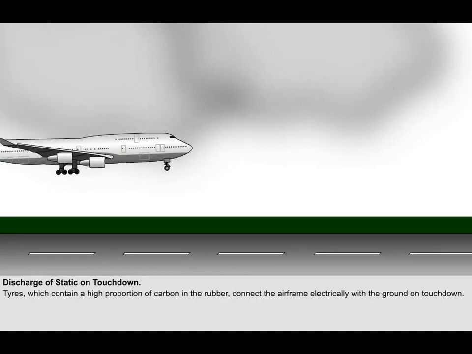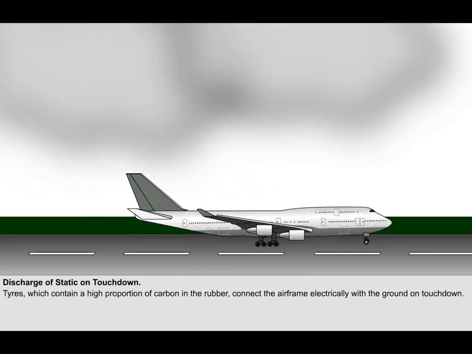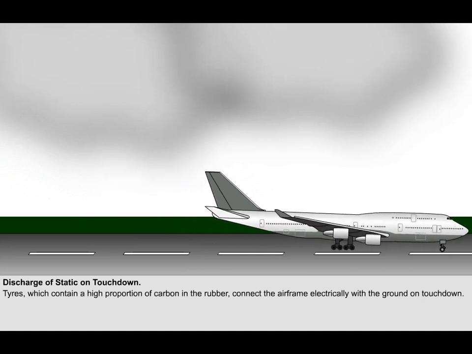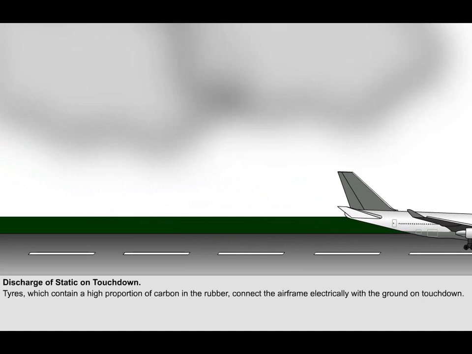To ensure that no static electrical charge remains on the aircraft after landing, the airframe is brought into electrical contact with the ground as the aircraft touches down. This is achieved by using tyres which contain a high proportion of carbon in the rubber. The tyre and wheel are in contact with the airframe via the wheel bearing, and any static charge is dissipated to earth on touchdown.